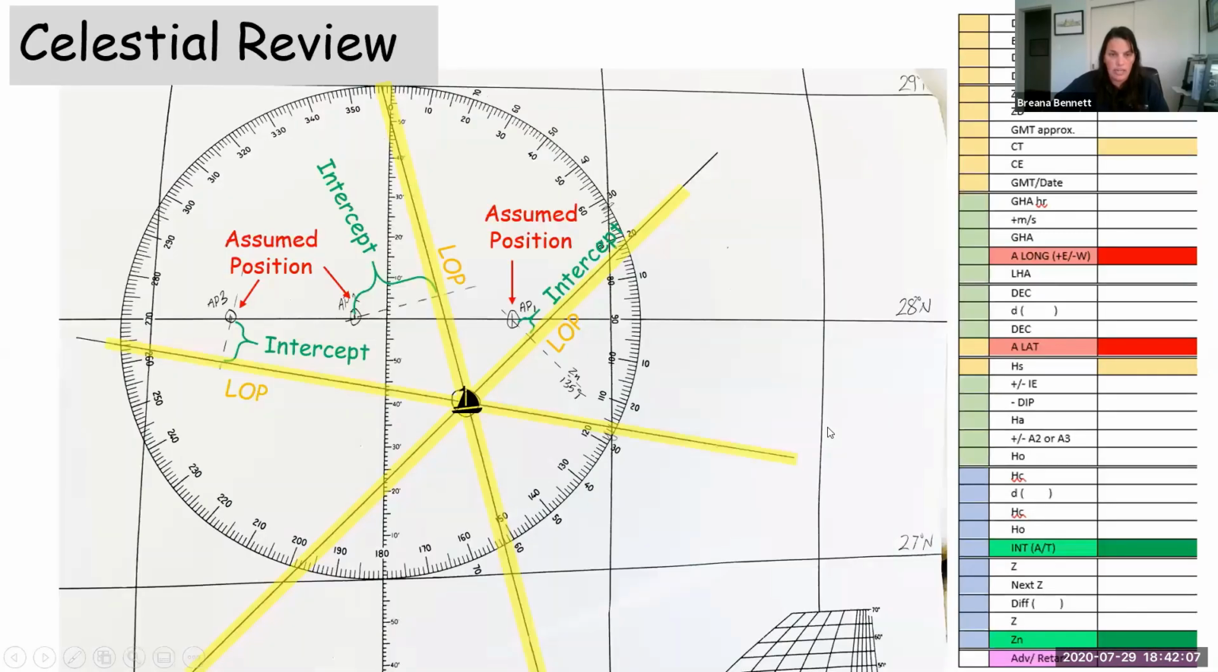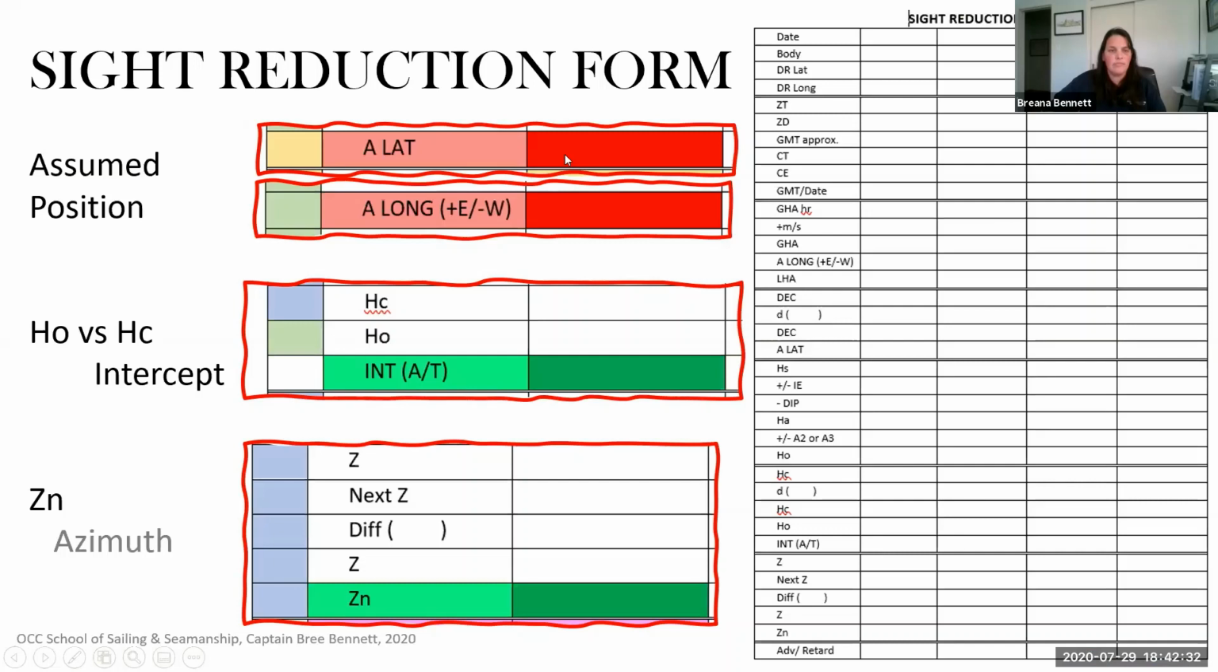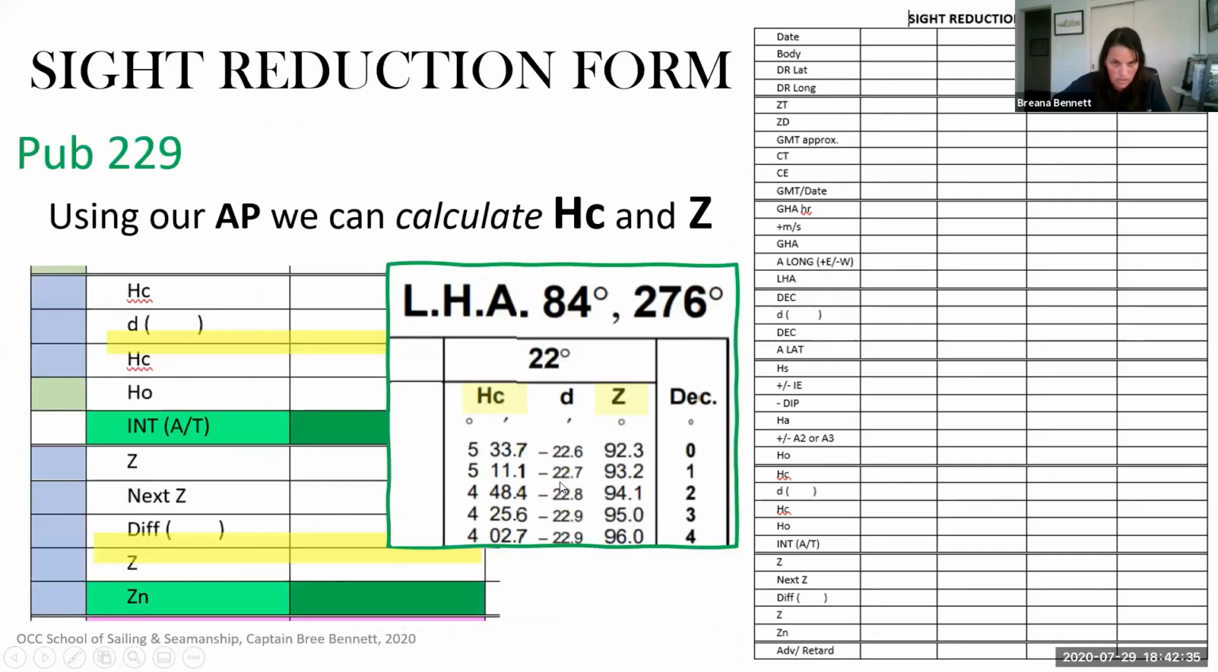We have an assumed position, then we have the intercept, and then we could plot the LOP. I don't have the slide with the big circles on it, but hopefully everyone remembers. Okay, so in Pub 229, you could open it up and look at it.